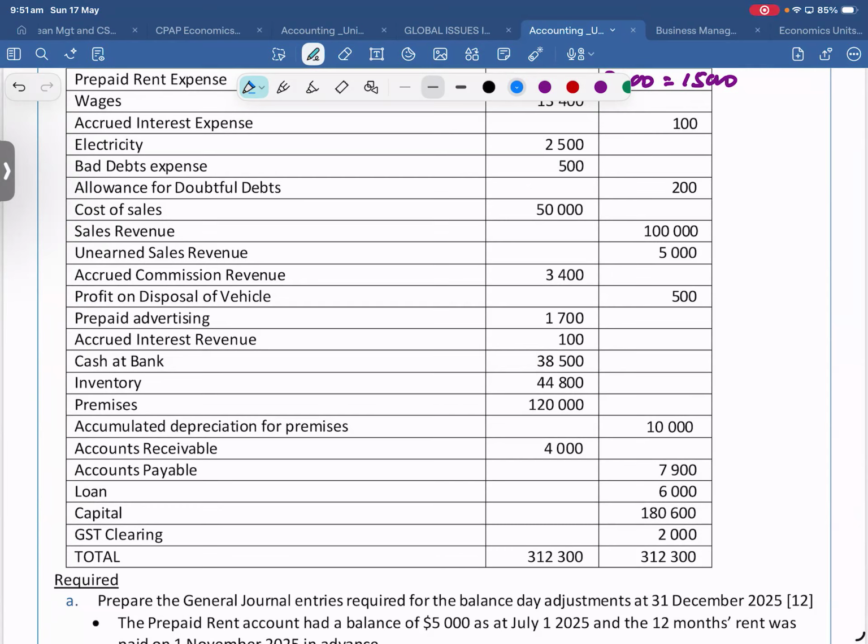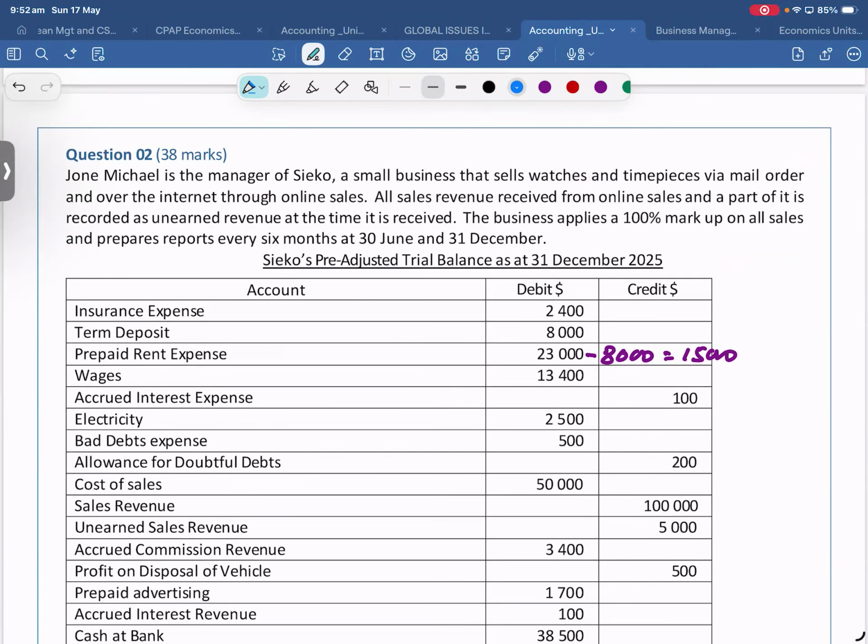What about the cost of sales? So cost of sales, how much? 100% markup, yes. It's like 2,250. Yep.